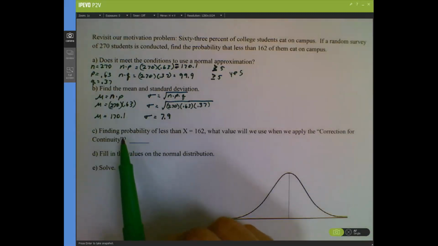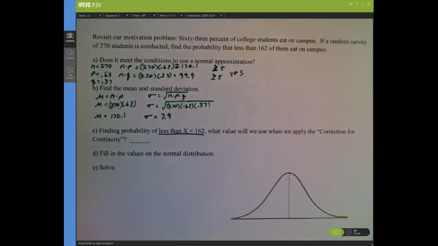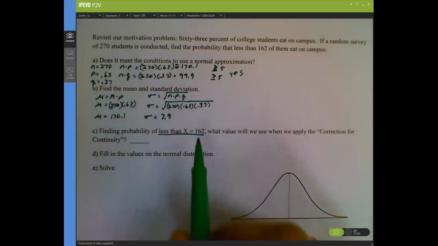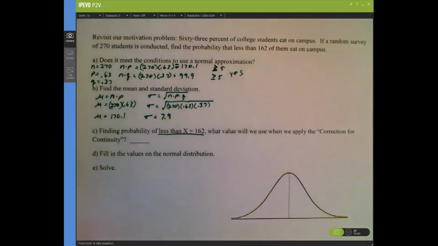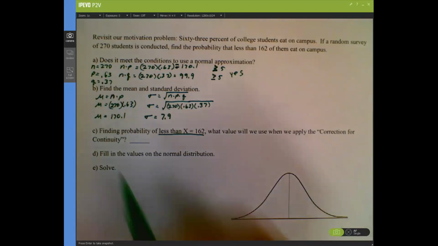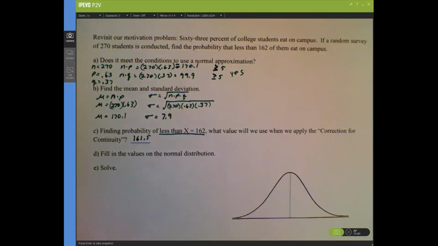All right, the next step, find the probability of less than 162. Okay, we're ready to apply our correction for continuity now. So I'm going to give you a second to see if you can figure that out. What would be the value, the boundary that we would use, so that x is less than 162? And we get 161.5. Okay.